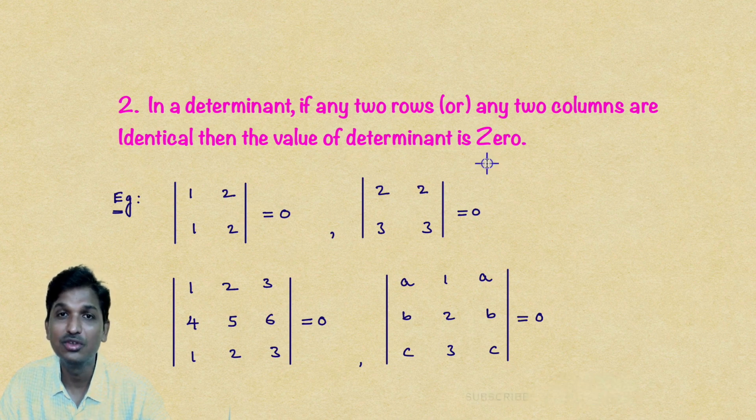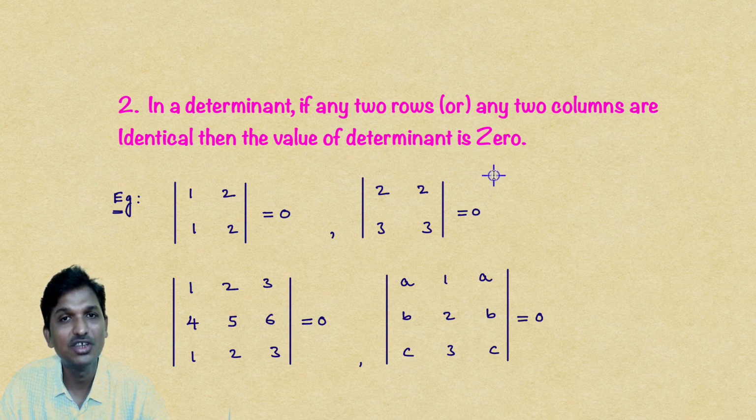Now, we will move to the third property. That is an easy property, that is also related to 0. Why am I saying related to 0? What is the first property? In a determinant, all the elements of any row or any column are 0, then the value of the determinant is 0. What is the second property? In a determinant, if any two rows or any two columns are identical, then the value of the determinant is 0.